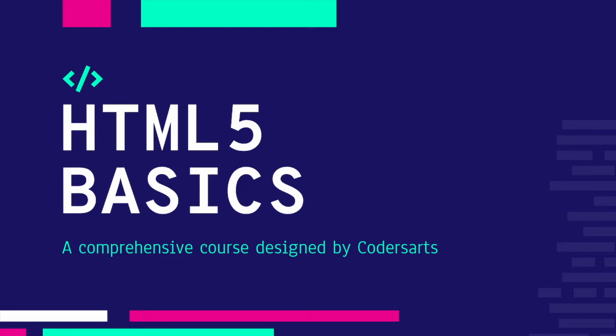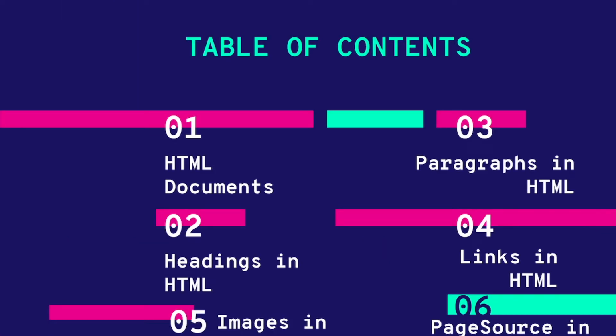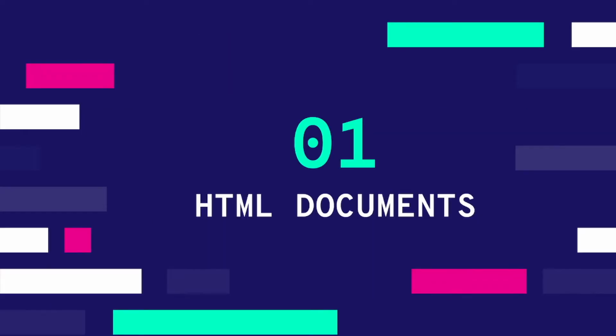So this is our table of contents actually. First we'll be understanding what an HTML document looks like and how the basic HTML elements work. And then we'll be understanding headings in HTML, and then we'll learn about paragraphs, then links, and then images. And after that, at the end, we'll be understanding how you can see the page source in HTML. So let's start the lesson.